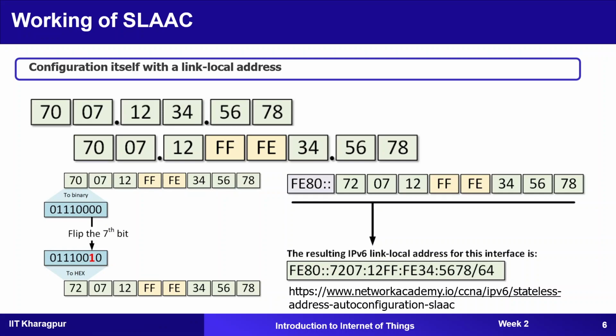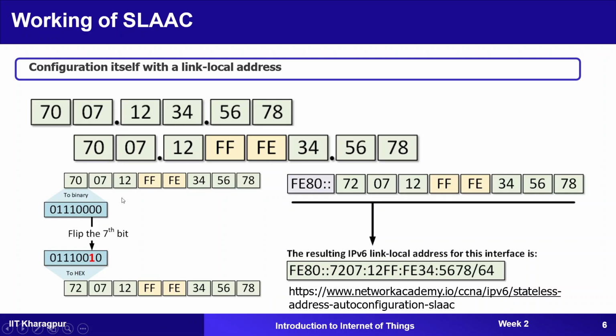In SLAAC, the client which wants to access an IP address uses its MAC address. After that, in the MAC address it will append these two hex values, that is FF and FE, exactly at the midpoint. So if this is the MAC address, after 12 it is the midpoint. So here it will append FF and FE. These are hexadecimal numbers.